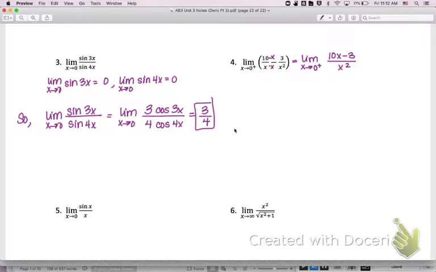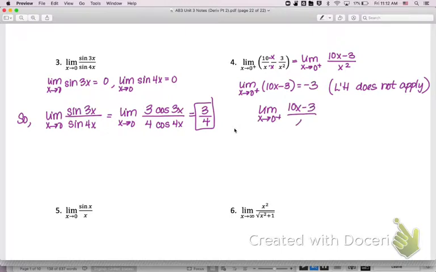Well, if I plug in 0 to the top, I get 0 minus 3. The limit as x approaches 0 from the right of 10x minus 3 equals negative 3. That right there tells us that L'Hopital's theorem does not apply. We've got to either get 0 over 0 or some form of infinity over infinity. This won't work. So that means that we just come back to our limit and evaluate it using the strategies that we had before. So we have 10x minus 3 over x squared.